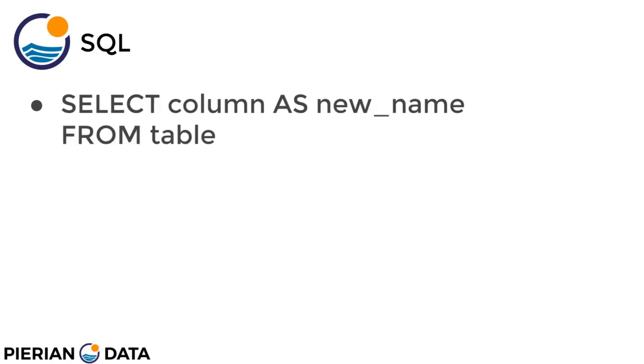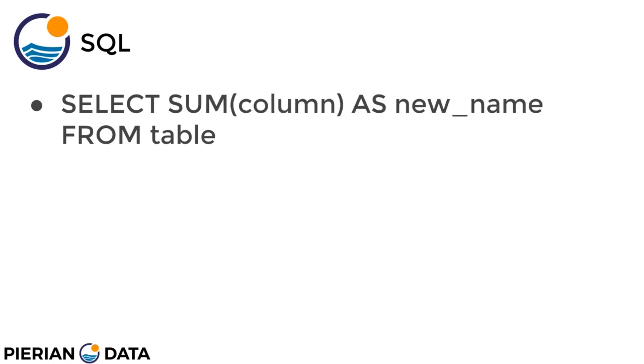Instead of just selecting a column from a table, we say SELECT column AS, and then we decide on a new name to display in the data output. We can also use this on functions on a column. So we can say something like SELECT SUM of a column, and instead of displaying as the sum of that column in the data output, have it display as the new name.